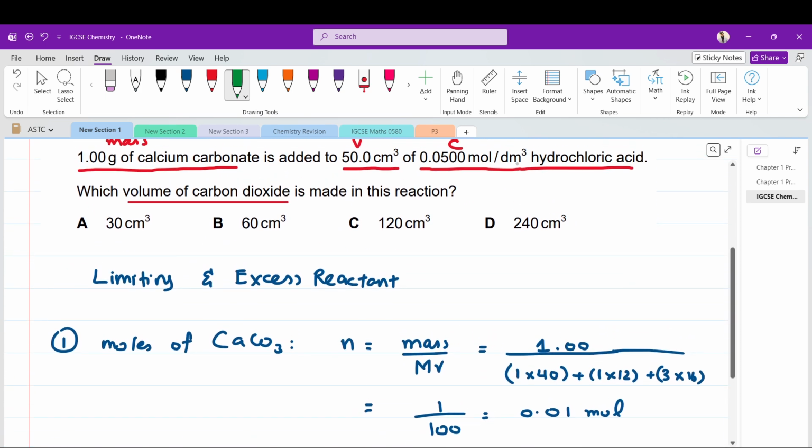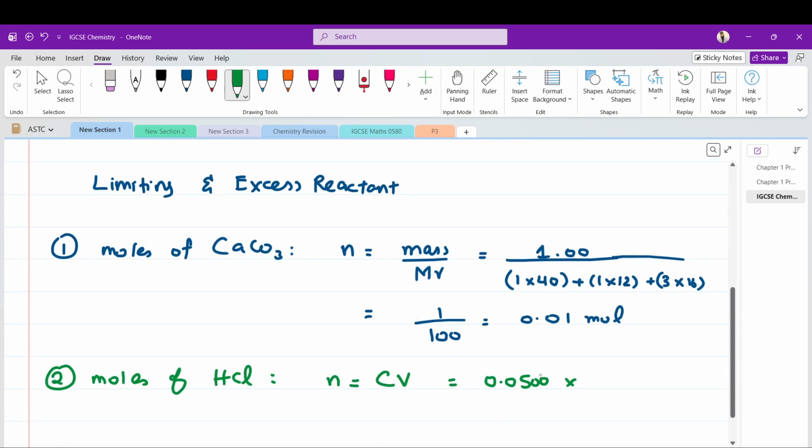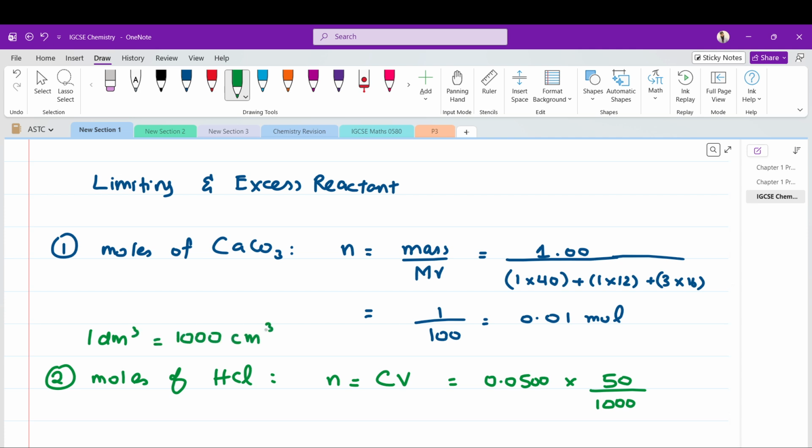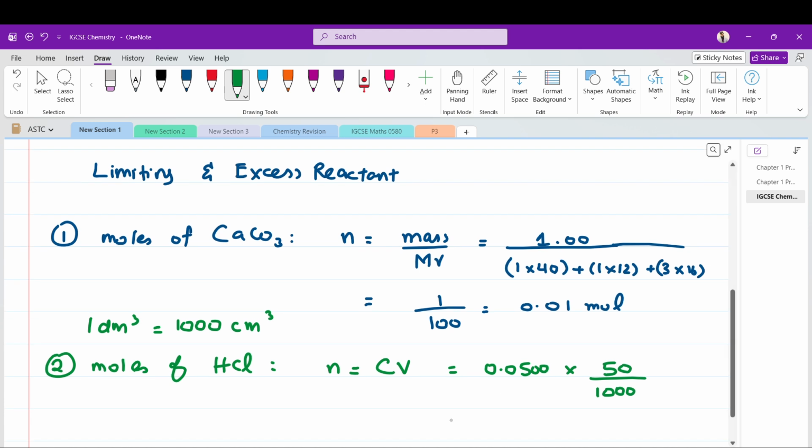Now we know that in our formula the concentration is in cubic decimeter, however the volume is in cubic centimeter. The units must be consistent. Therefore, in order to convert 50 cubic centimeter, I'm going to divide this by 1000, because the conversion factor is that 1 cubic decimeter is equal to 1000 cubic centimeter. Okay, so let me work this out.